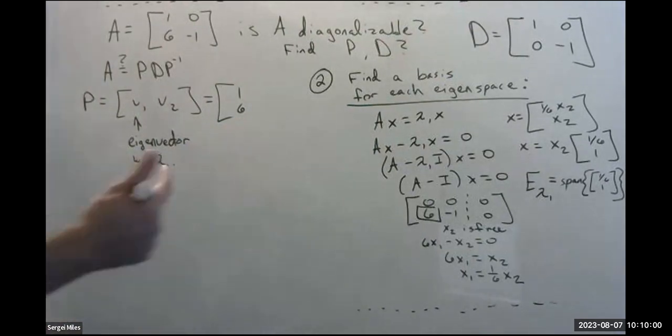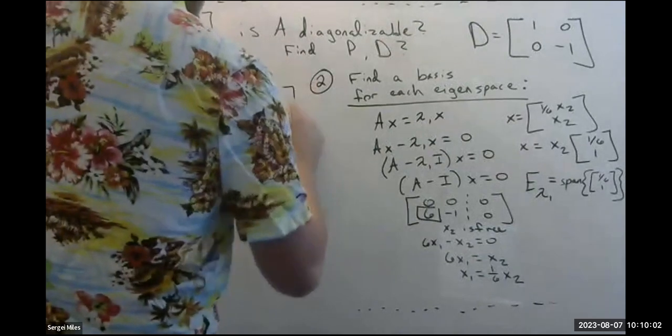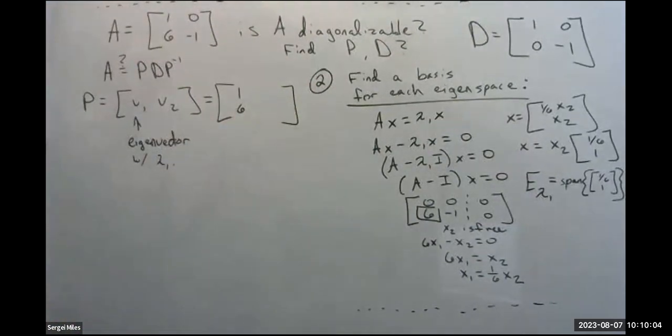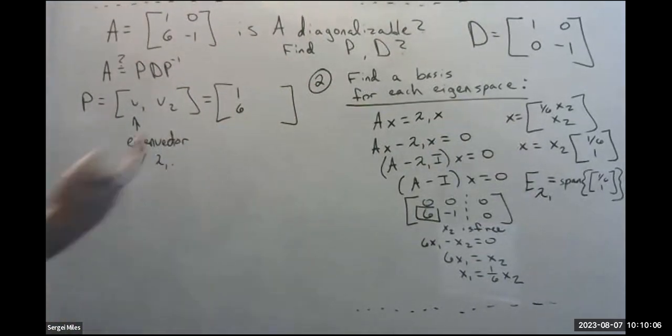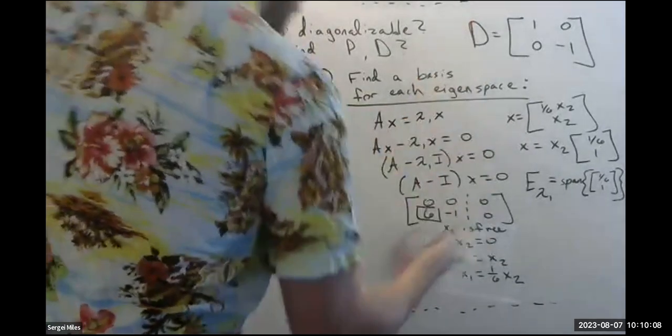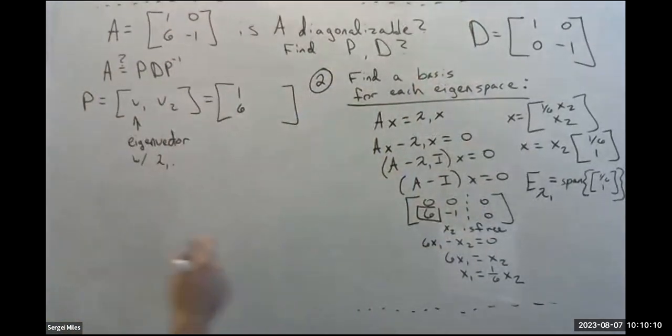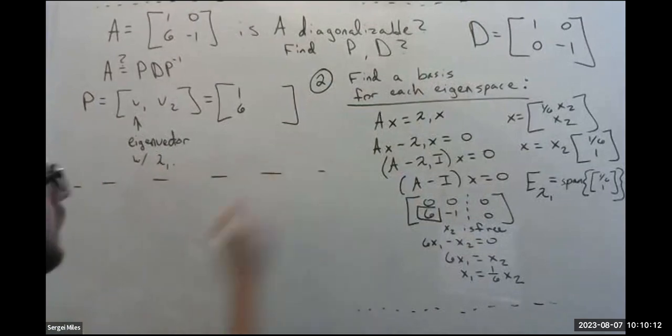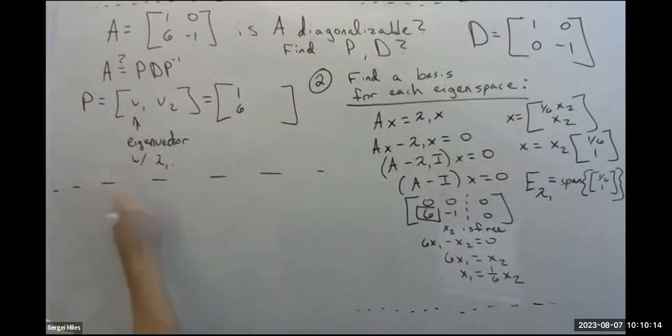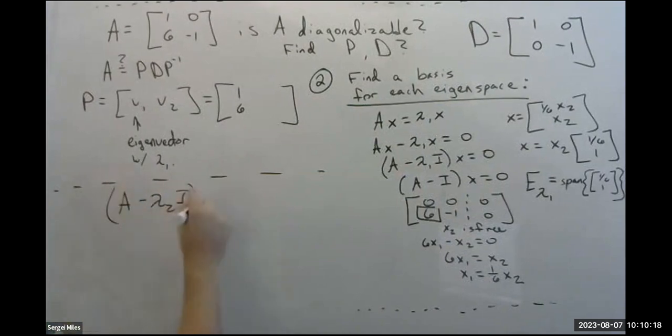Okay, so we're almost done. All that's left is I need to find the eigenvectors. I need to find the eigenspace with lambda 2. Well, rinse and repeat. Do the same process, right? We need to find the solution to the homogeneous system with lambda 2.